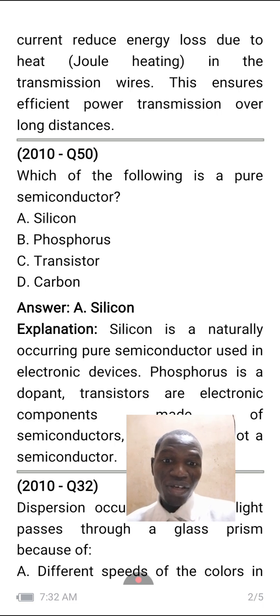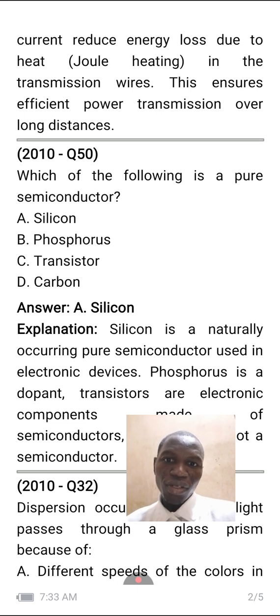Then we have insulators. Insulators are non-conductors. They don't conduct electricity, like rubber, plastics. They don't conduct electricity. So don't forget this. All right, so they now say which of the following is a pure semiconductor? A, silicon. B, phosphorus. C, transistor.